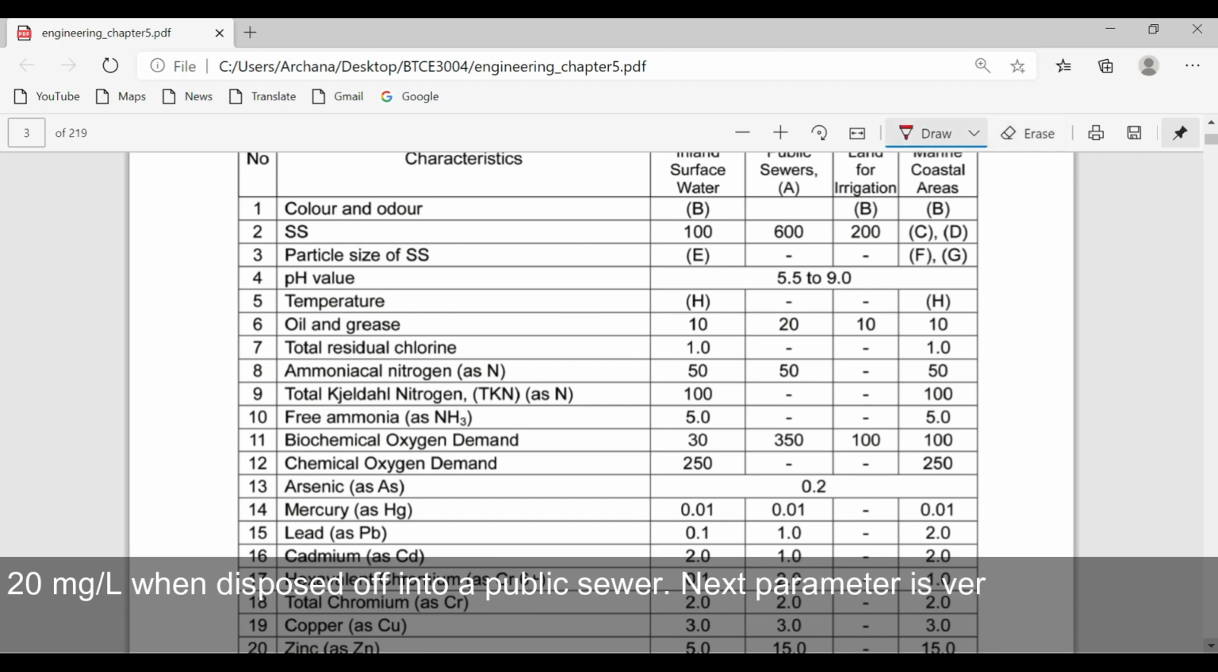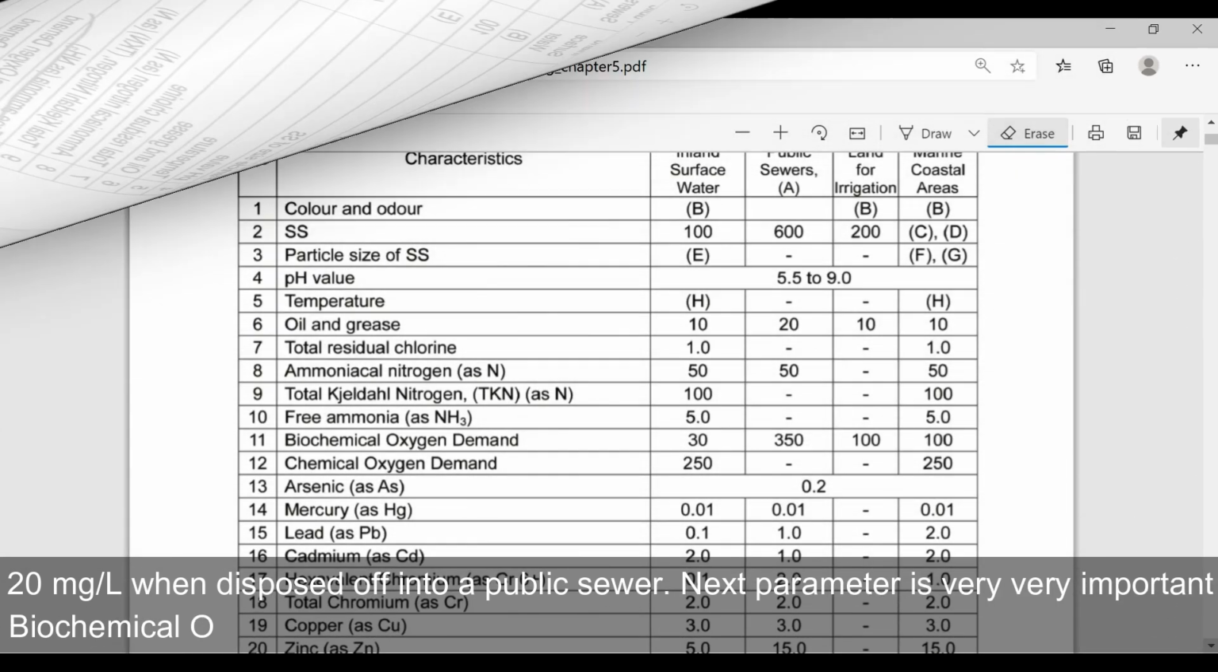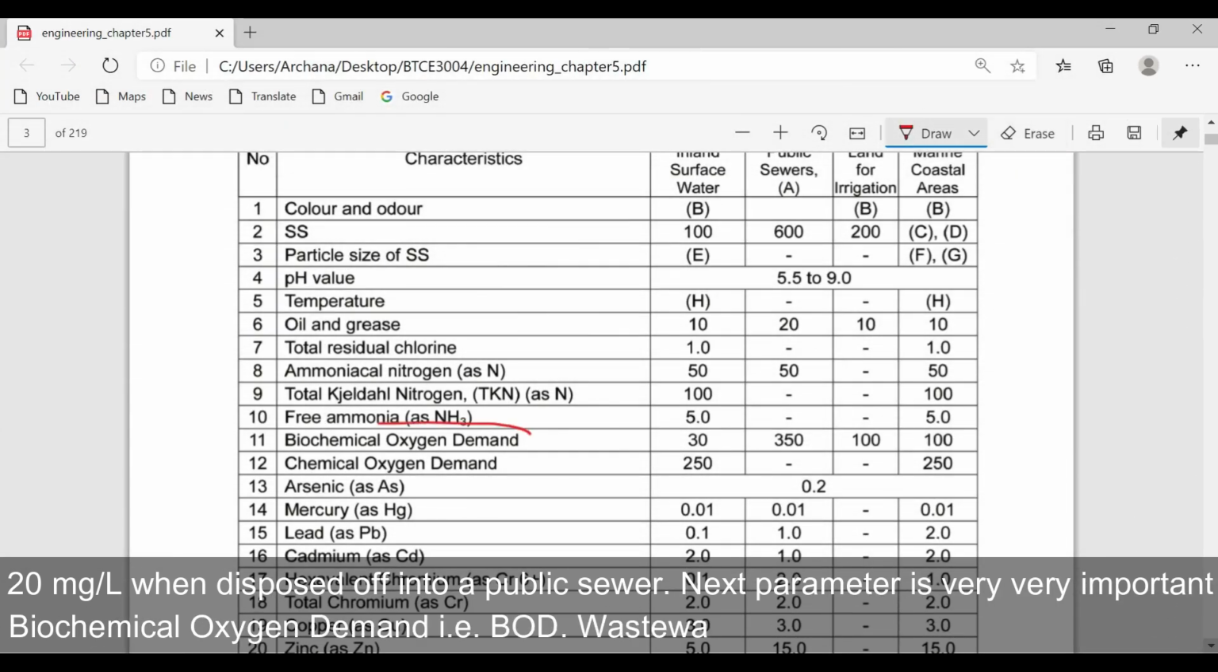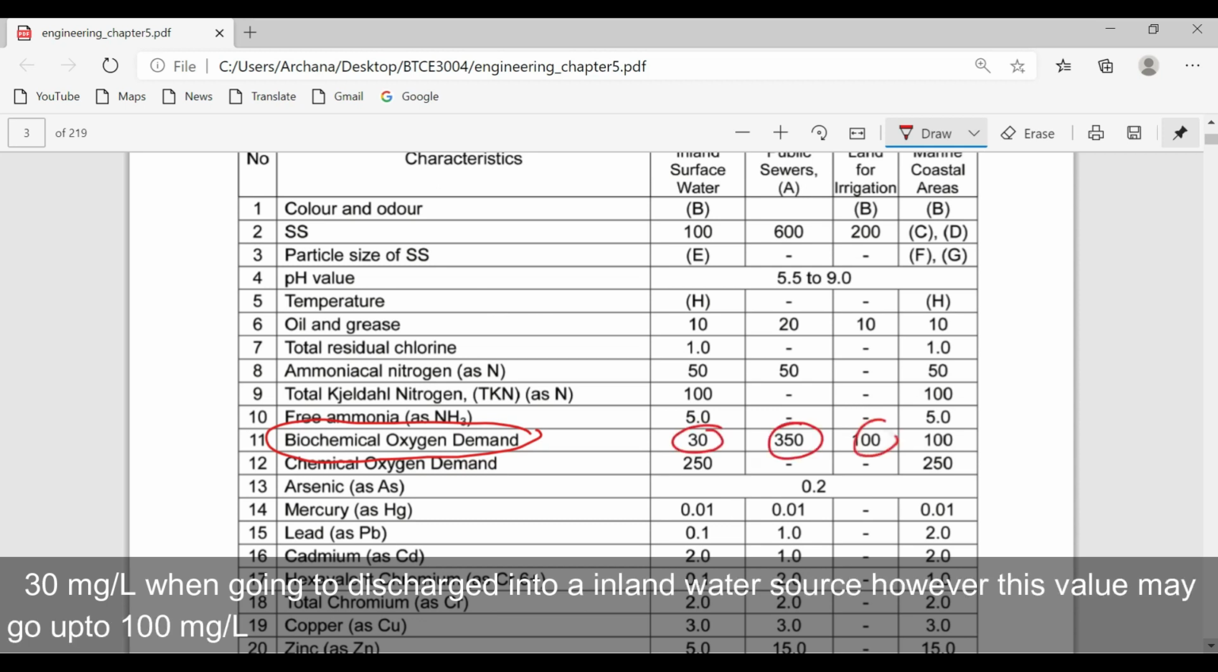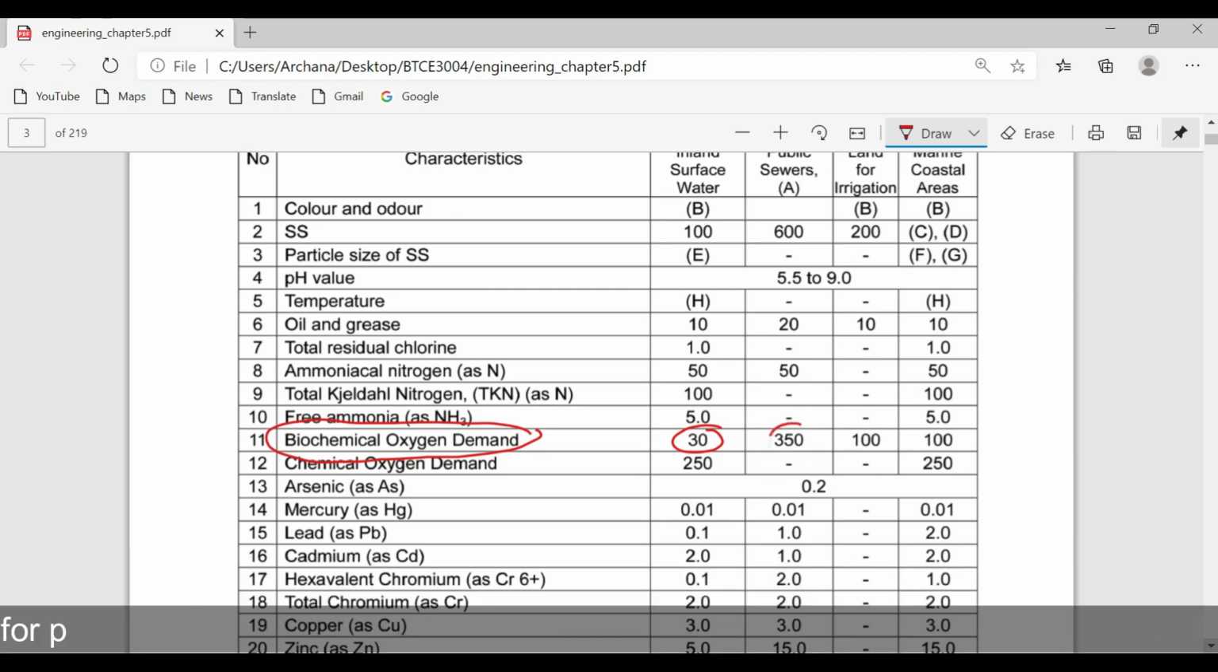The next parameter is very important, biochemical oxygen demand, that is BOD. Wastewater should not have BOD more than 30 mg per liter when going to be discharged into an inland water source. However, this value may go up to 100 mg per liter for irrigation land and coastal area. This value may even go up to 350 mg per liter for public sewers.